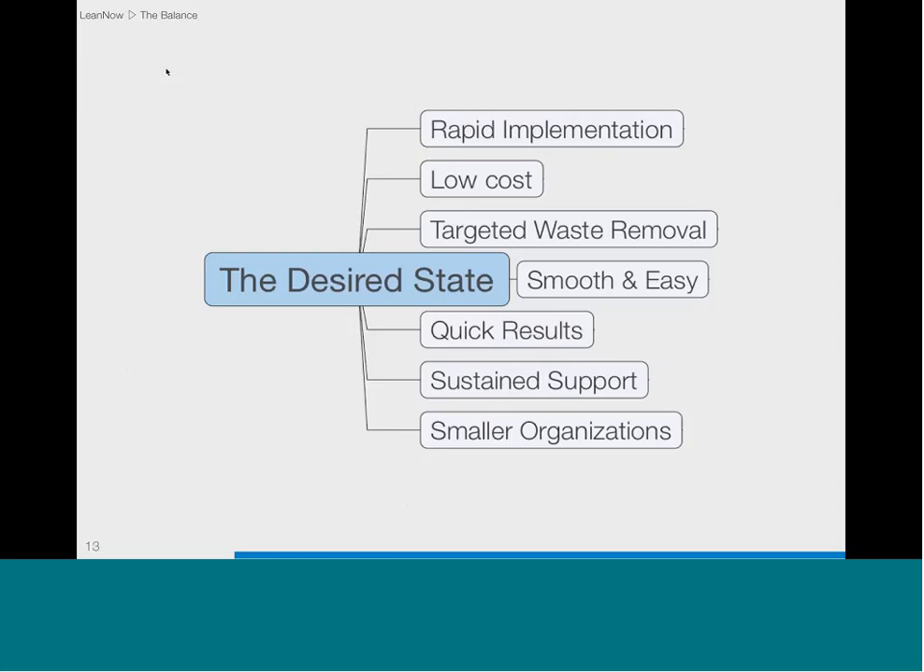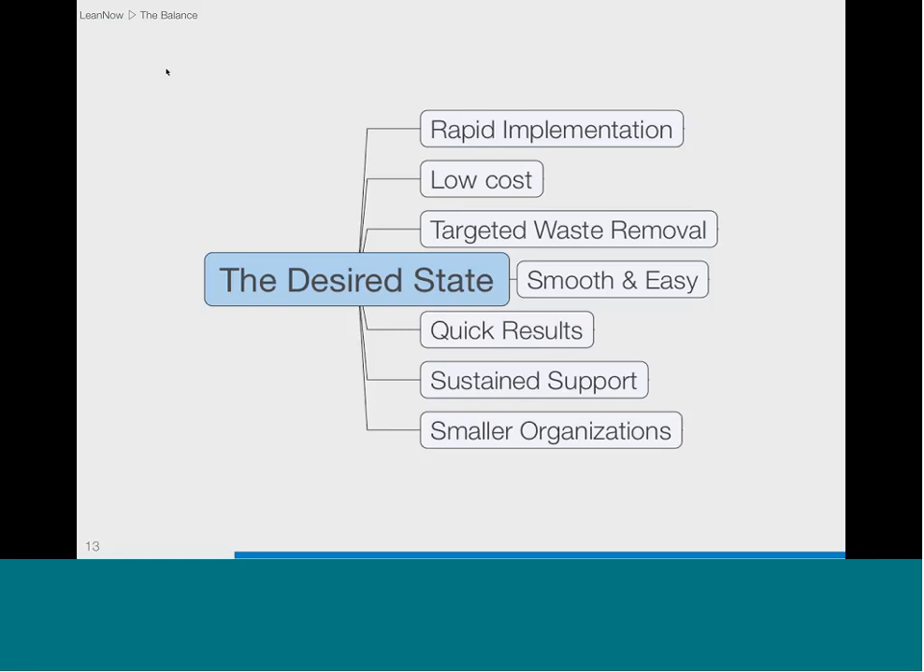Where I think we should be is a model that can do rapid implementation. I'm speaking of implementation in weeks, and not even months, it's certainly not years, to be lower cost. And by lower cost, I mean an order of magnitude, a tenfold reduction in the cost to do implementation. And that does targeted waste removal, but doesn't get caught in the waste removal loop that lasts for years, but instead reduces the waste that can be targeted by flow and that slow the flow down or create problems in the flow itself. It should be smooth and easy to implement, and it should get quick bottom line results.